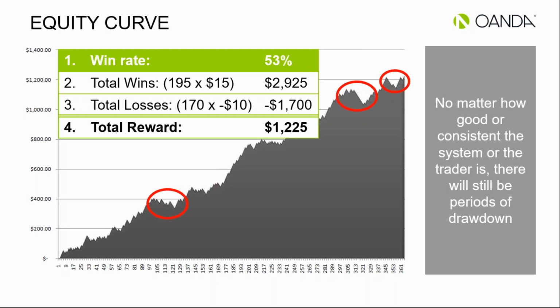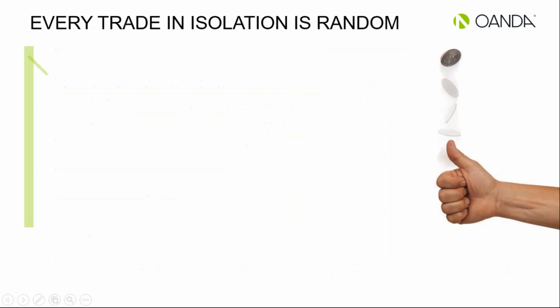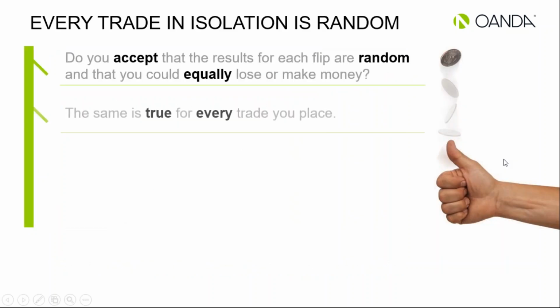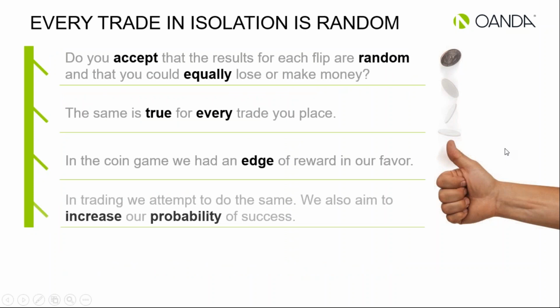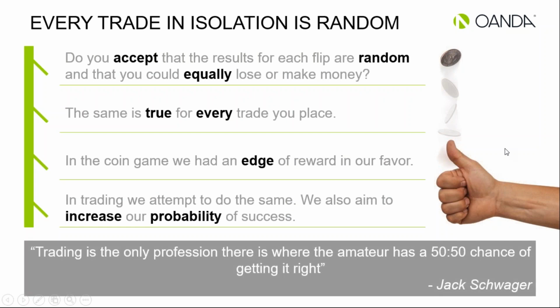Not to be caught up in the emotional roller coaster, not to expect that your results are going to be correlated to the hours that you put in. This is different from employment. This is different from a business. This is very much a game of calculated risk. So every trade that you take in isolation is random. Do you accept that the results of every flip are random and you could equally lose and make money? Do you accept that this is true for every trade you place?